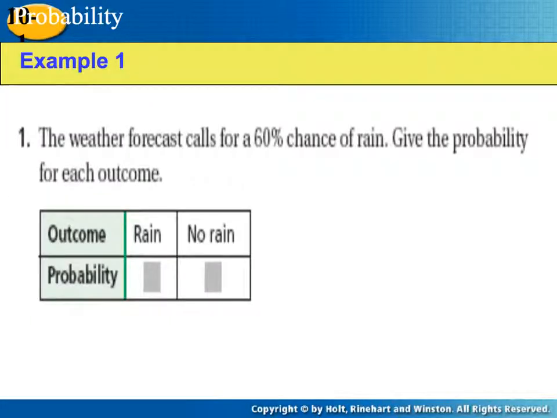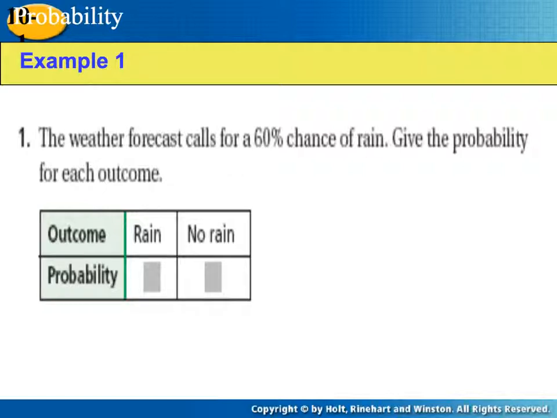All right, so here's our first problem. We have a problem on forecasting. Meteorologists can be right, they can be wrong. Chances are they're going to be wrong. But here's what the meteorologist expects for this day. So pause the video, write this down. The weather forecast calls for 60% chance of rain. Give the probability for each outcome.